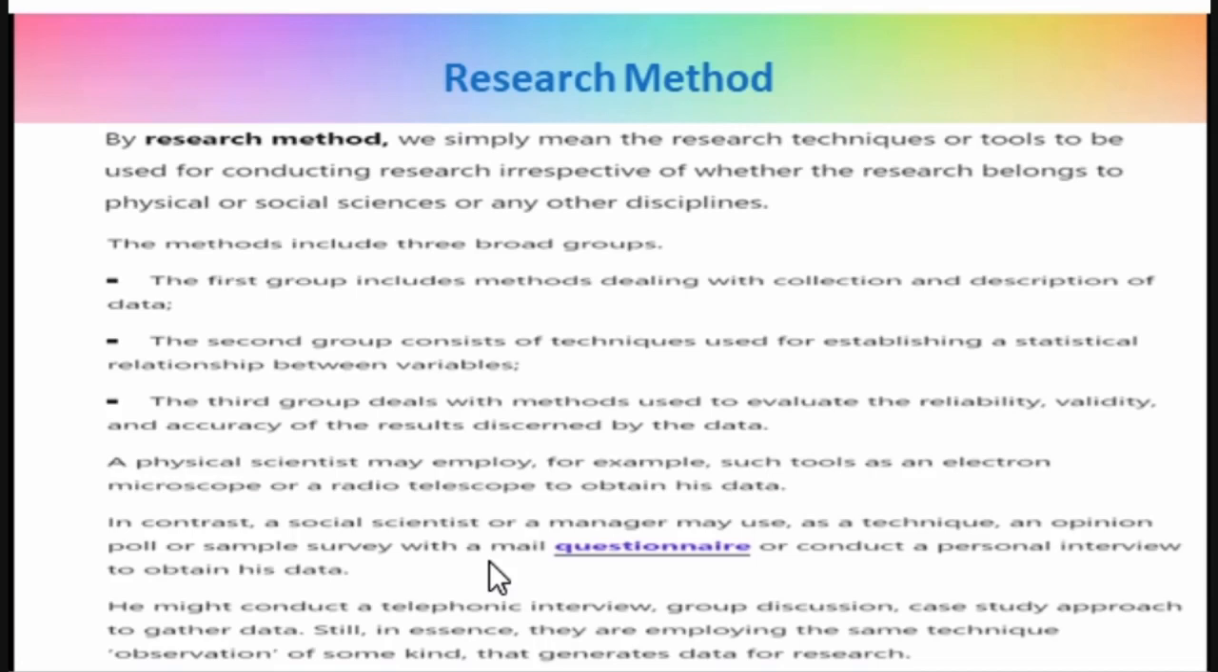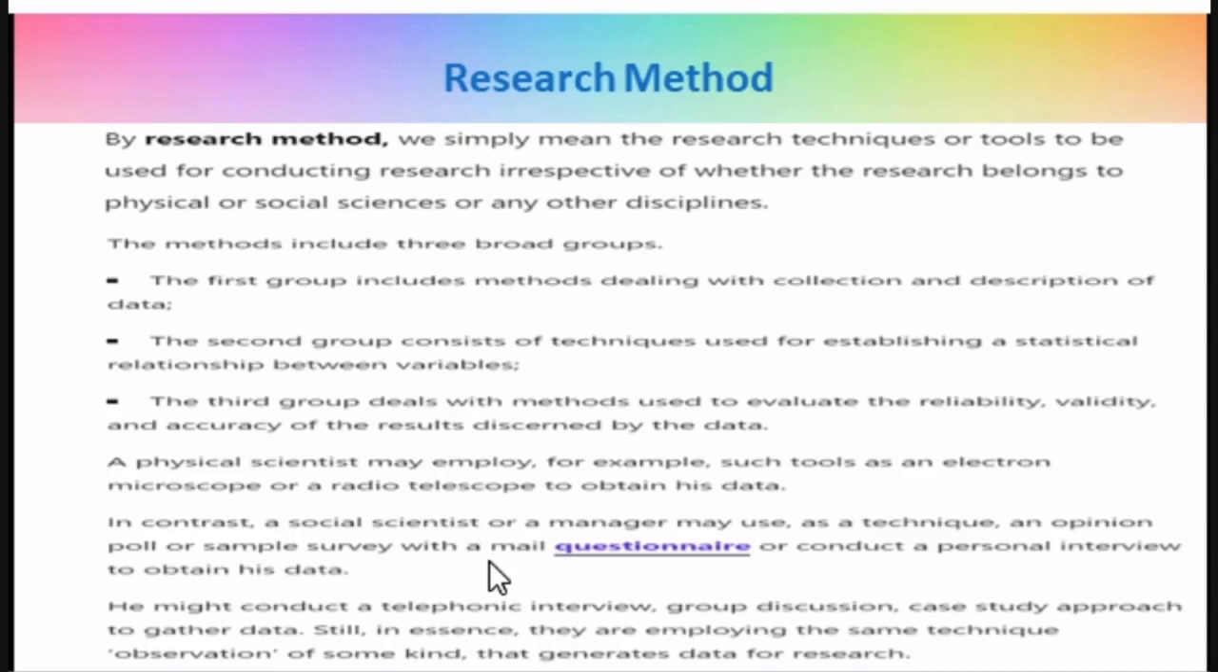The third group deals with methods used to evaluate the reliability, validity and accuracy of the results derived from the data. After collecting the data and doing the statistical analysis, you have to establish reliability and validity. So these are the three groups of research methods.